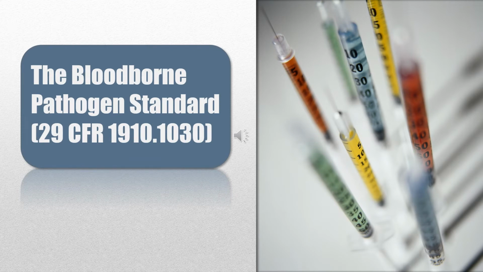The Bloodborne Pathogen Standard, 29 CFR 1910.1030. The Occupational Safety and Health Administration first implemented the Bloodborne Pathogen Standard in July of 1992. It was revised in January of 2001. The OSHA regulations apply to all private employers with more than 10 employees and employees of the federal government. The purpose of the standard is to publish occupational safety guidelines and regulations to reduce or eliminate employee exposure to bloodborne pathogens.